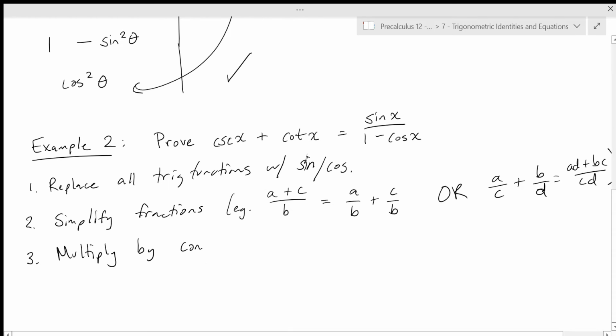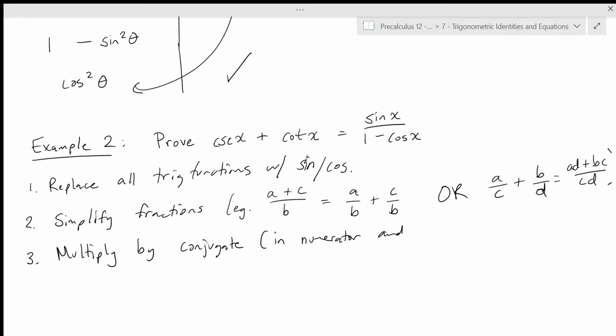And we have to be careful. That has to happen in numerator and denominator, because we're not working with equations here, but with identities.